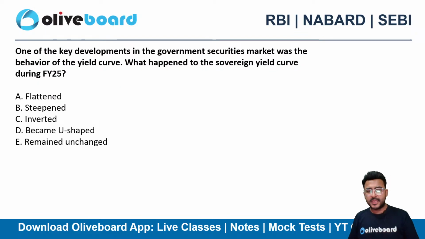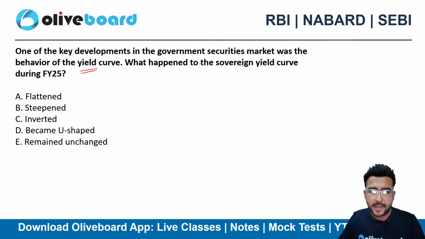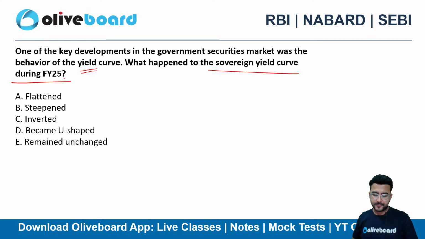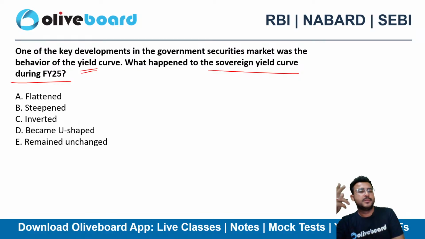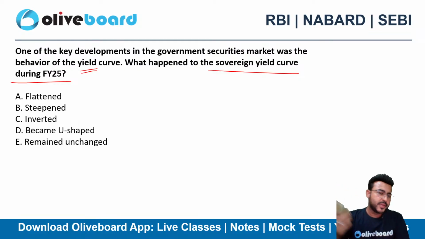Next is, one of the key developments in the government securities market was the behavior of the yield curve. What happened to the sovereign yield curve during financial year 2025? Flattened, steepened, inverted, becoming U-shaped, or remained unchanged?